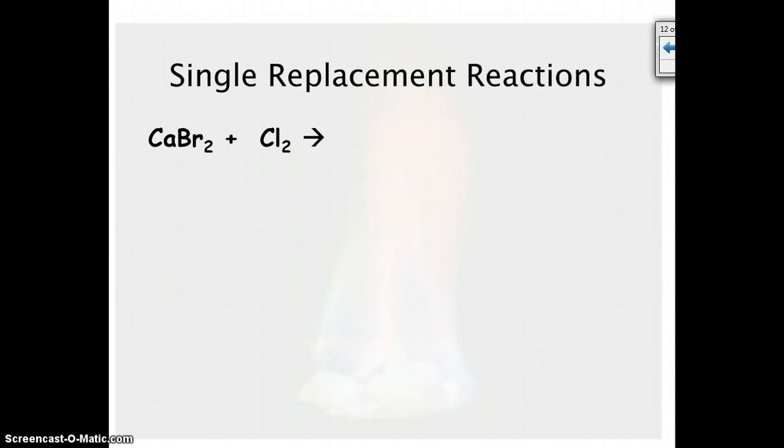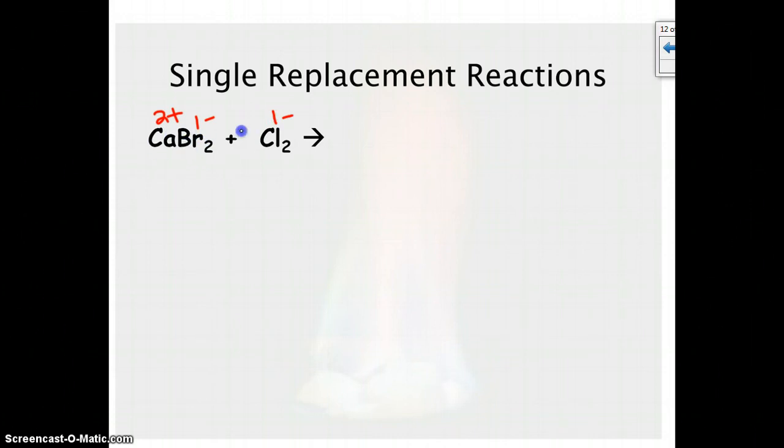Okay, all right, then we move on to single replacement. Single replacement is a little more tricky because you have to know which one will replace which. So you need to go ahead and figure out their charges before you even go swapping and dropping. So Ca is 2 plus, Br is 1 minus, Cl is 1 minus. You must have a positive and a negative to have a compound.